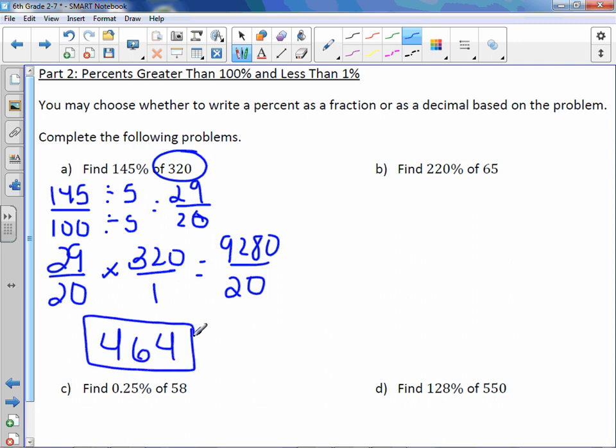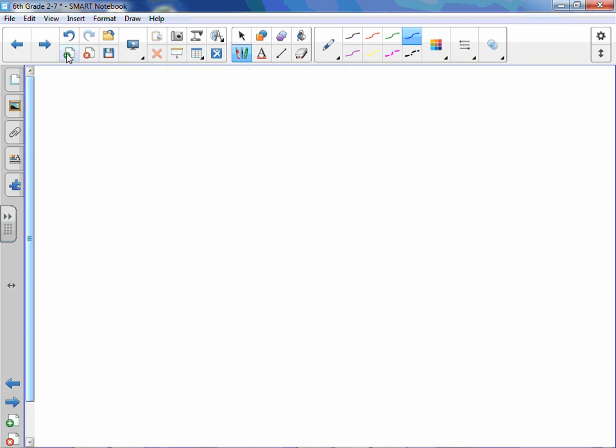Looking back on this, I probably would have preferred using the decimal way. So let's do letter B the decimal way. 220%. Take that decimal point, move it 2 to the left, and you get 2.2. Multiply it by 65. So 2.2 times 65.